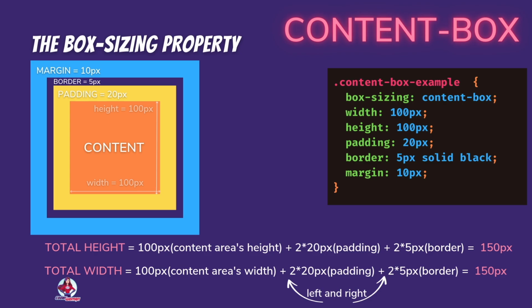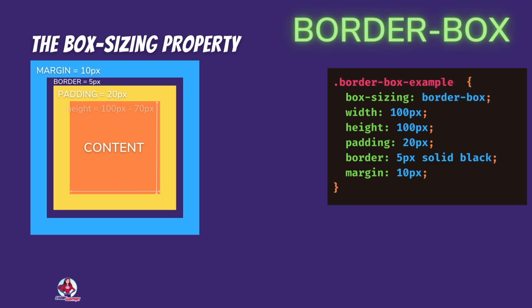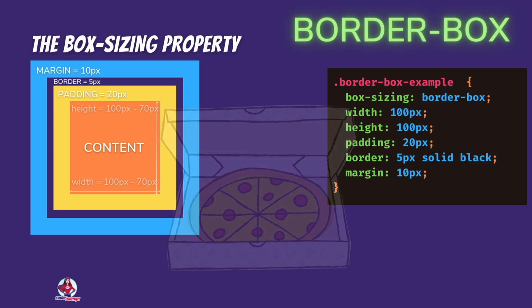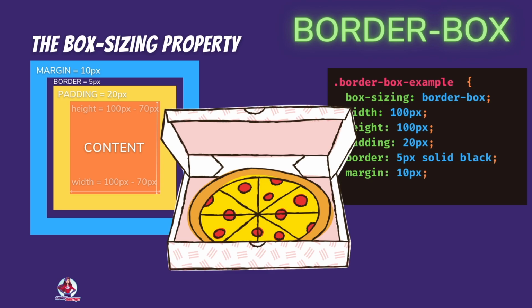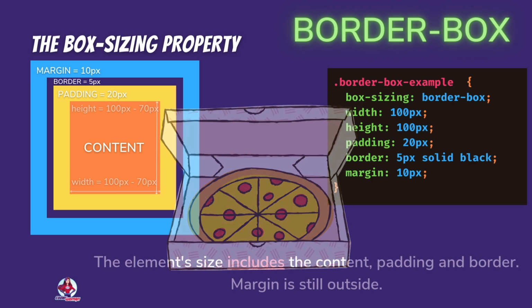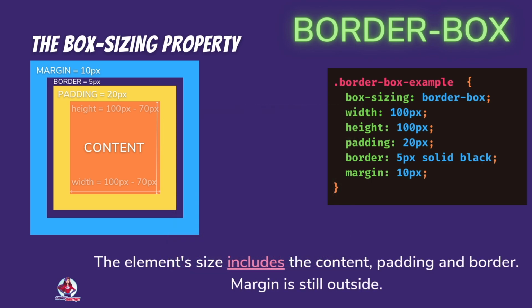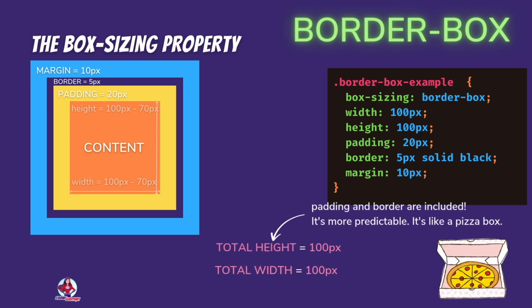On the other side, with a border-box, the element size includes the content, padding, and border. The margin is still outside of the element size though. Think of it like a pizza box. No matter how thick the pizza is and how much padding is inside the box, the outer dimensions of the box stay the same. In this example, the element has a width and height of 100 pixels, including the content, padding, and border. The padding and border are inside the 100 pixels width and height, making the content area smaller. Do you see the difference now?